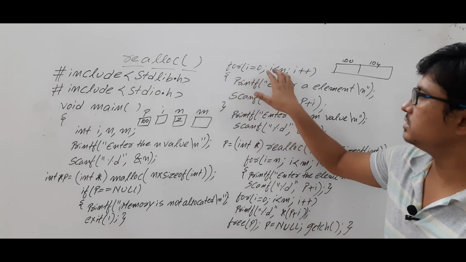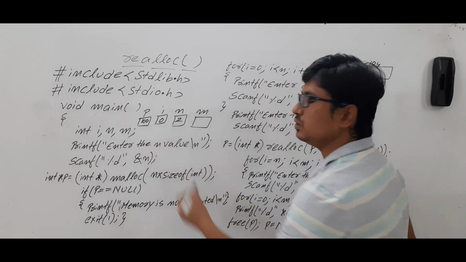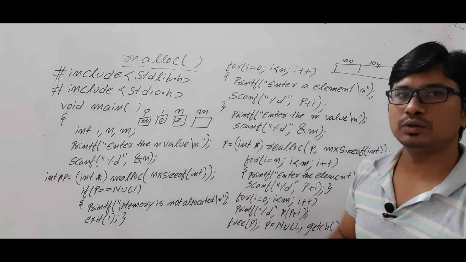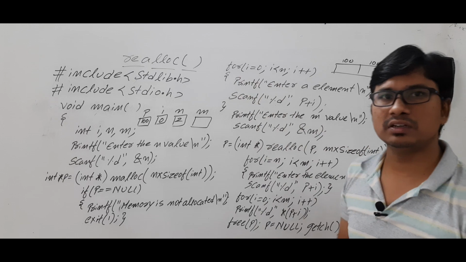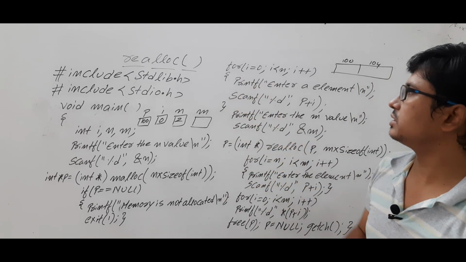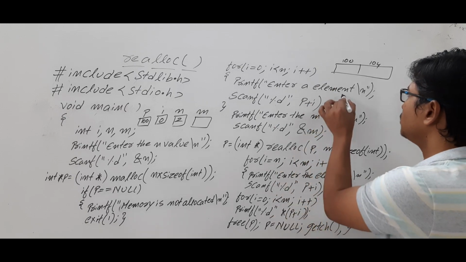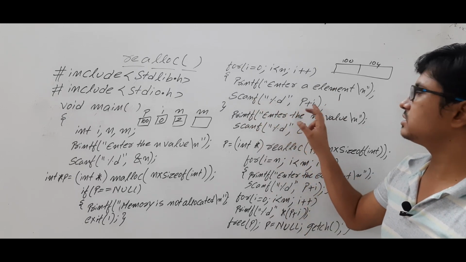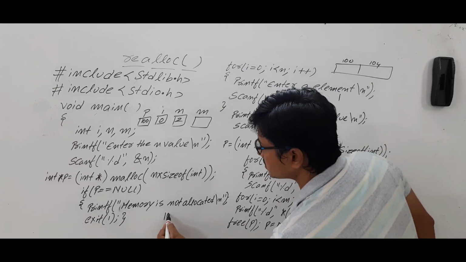This is initialization, this is condition checking, this is increment. So i value is 0. i less than n, yes, 0 less than 2, the condition is true. Once the condition is true, what are the statements in the for loop you have to execute? The two statements are there, enter the element. Let's assume that the user has entered the element as 1. Then scanf percentage d, p plus i. What does p consist of? p consists of 100.